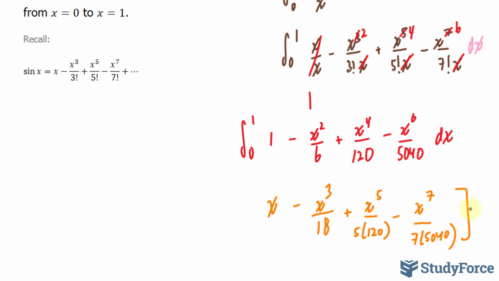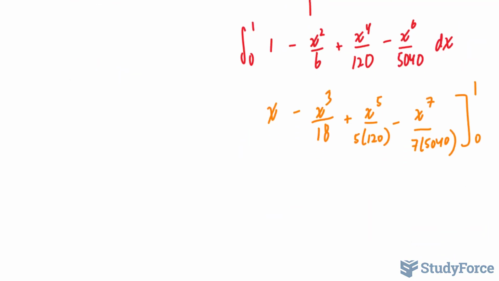We have to evaluate this at 1 and 0. Let's go ahead and do that. We have at 1, x minus 1 over 18 plus 1 over 5 times 120 minus 1 over 7 times 5040. And evaluated at 0, they all go to 0, so we don't have to worry about that.